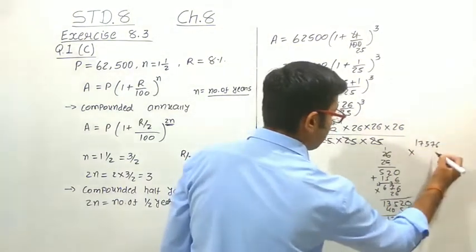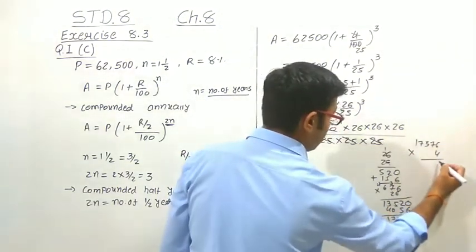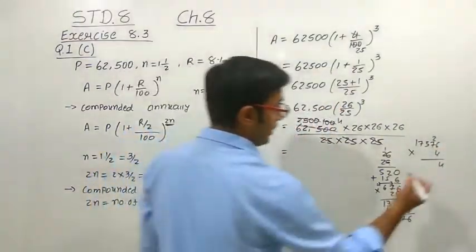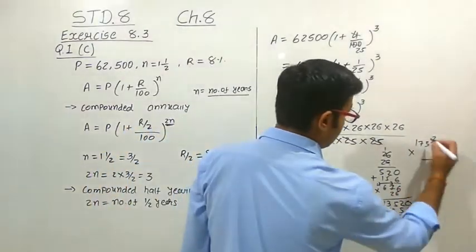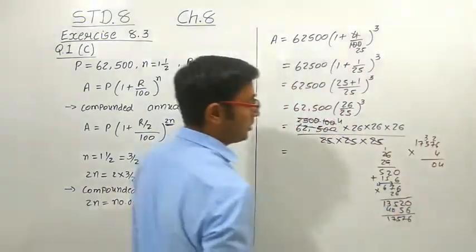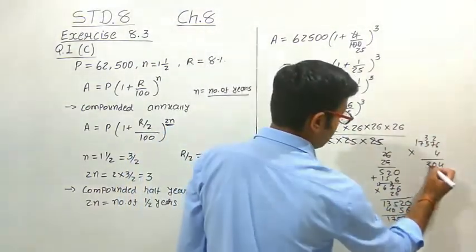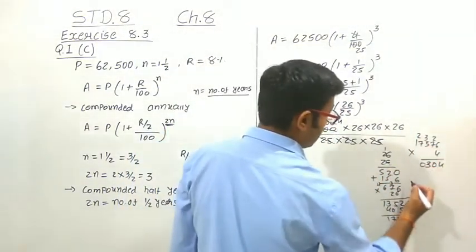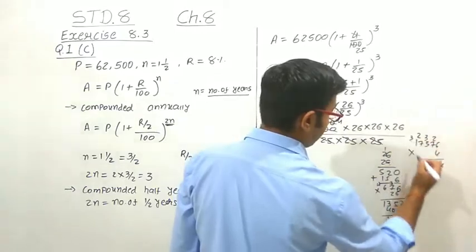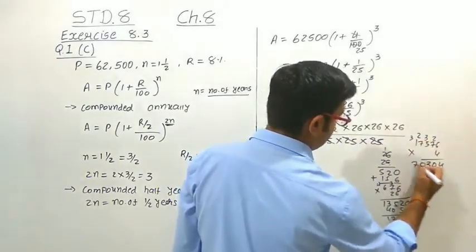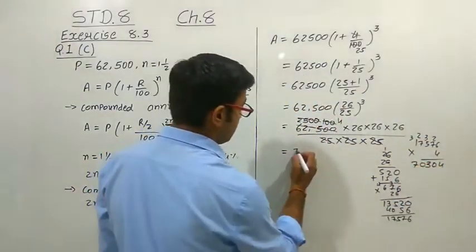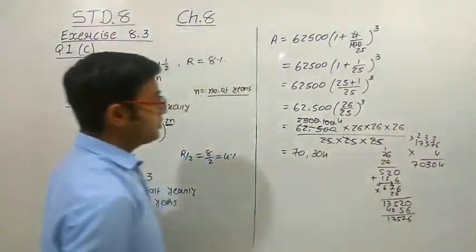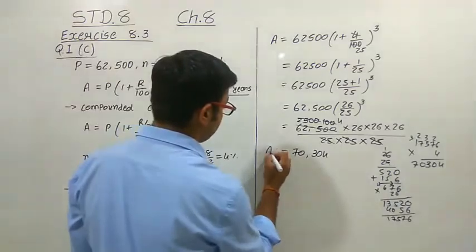Now we have to multiply it with the 4. So 6 4s are 24, 2 is the carry, 7 4s are 28, plus 2 is 30, 3 is the carry, 5 4s are 20, plus 3 is 23, 2 is the carry, 7 4s are 28, plus 2 is 30, 0 is there, 3 is here, 4 is the 4, 7. So here we are getting 70,304. This is what we are getting as the amount.